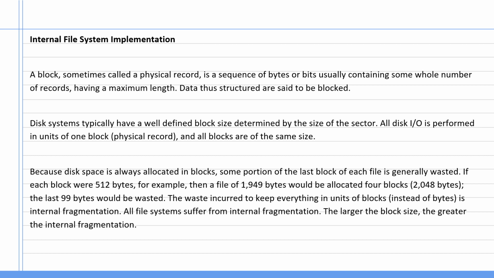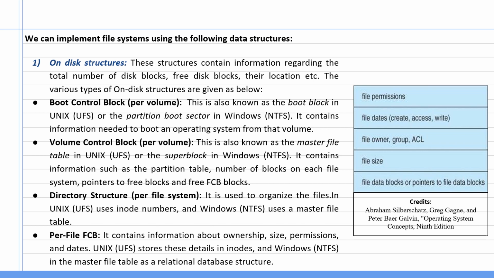So the waste incurred to keep everything in units of blocks instead of bytes is called internal fragmentation. All file systems suffer from internal fragmentation, and it is observed that the larger the block size, the greater the internal fragmentation. The various data structures involved to implement a file system are: first is the on-disk structure.